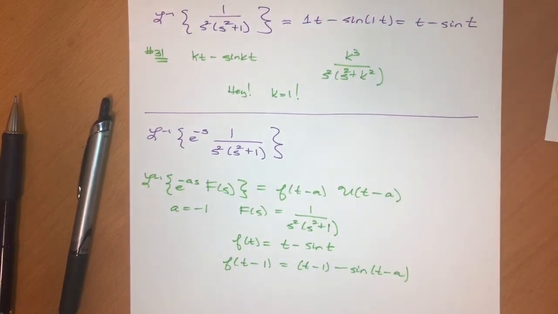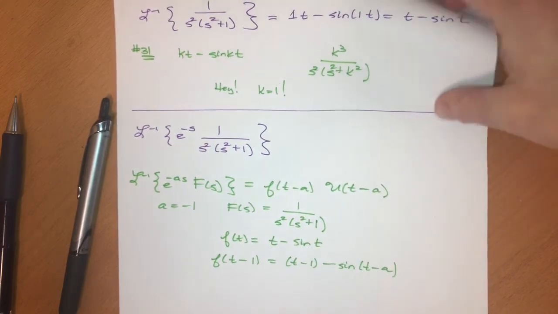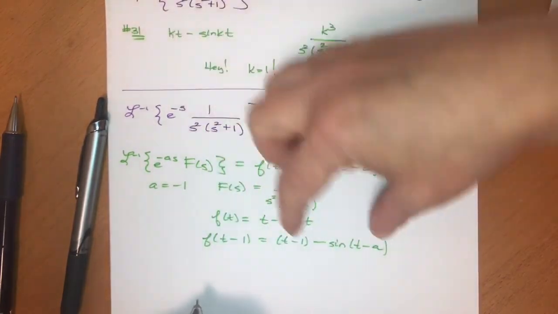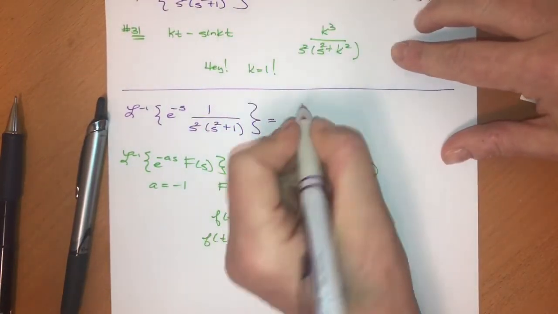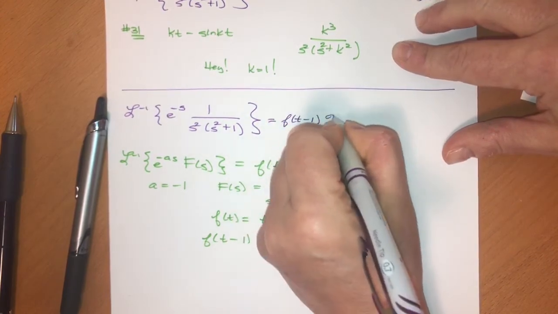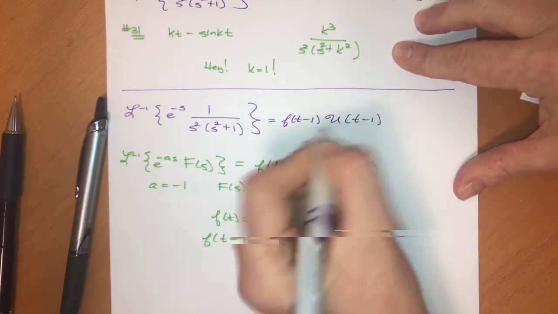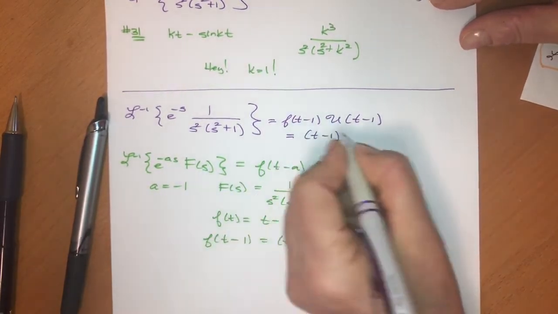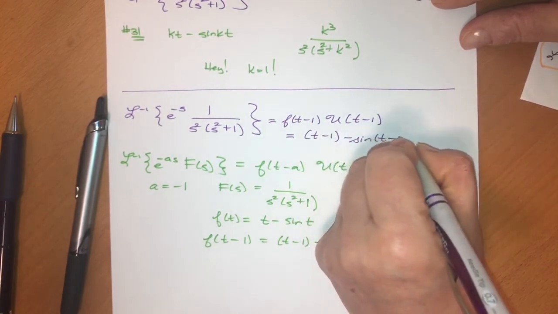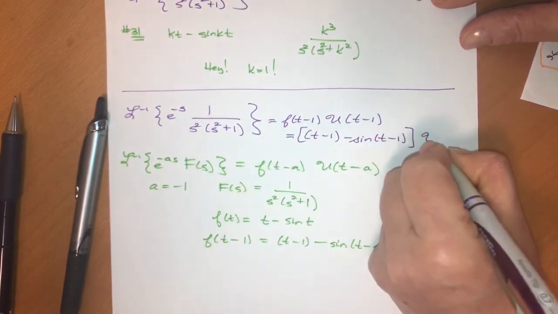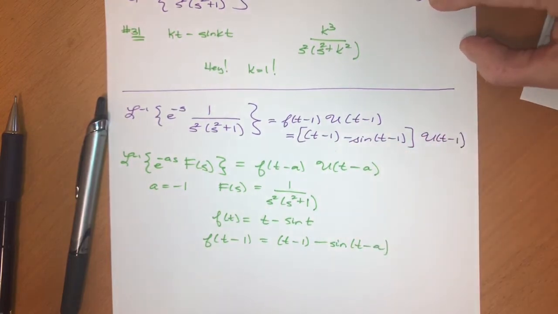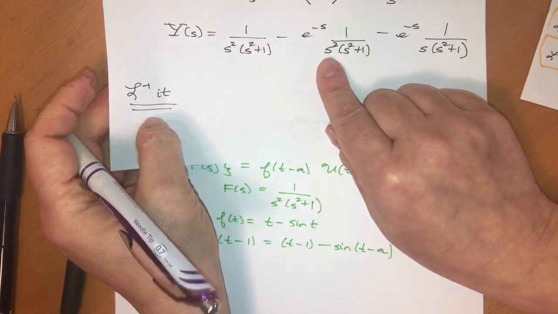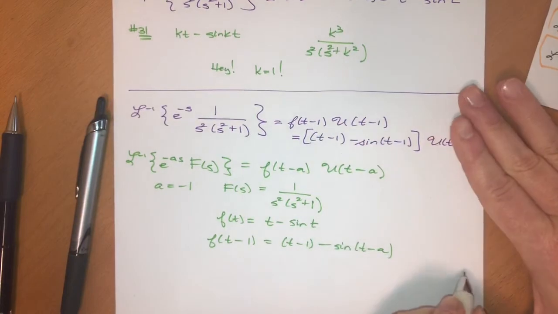And I can put that together to get my inverse Laplace on this piece to be f of t minus 1 times unit step function of t minus 1, which will just be t minus 1 minus sine of t minus 1, whole thing times unit step function t minus 1. So we have handled the second piece. And then last but not least, we have this guy.